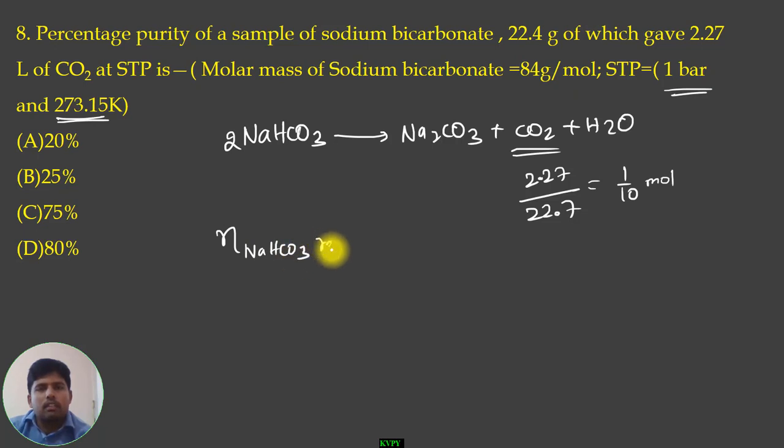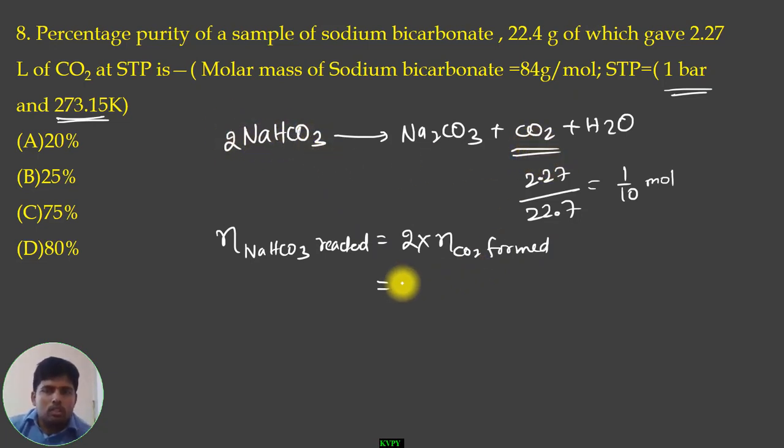That means the number of moles of NaHCO3 reacted should be equal to 2 into the number of moles of CO2 formed. That's the mole concept here. 2 moles of NaHCO3 will give 1 mole of CO2. So here it's 2 into 1 by 10 mole.